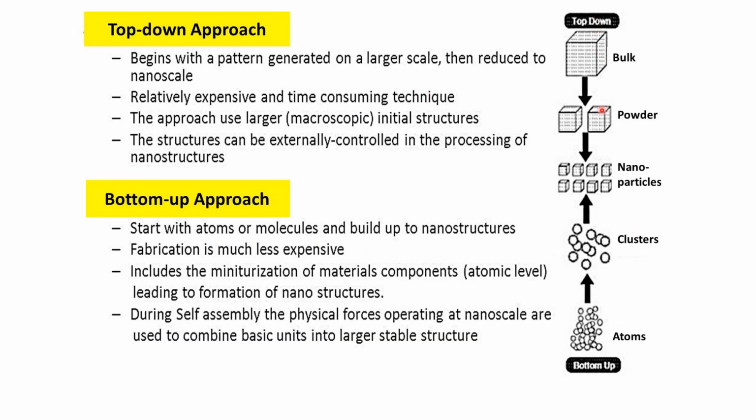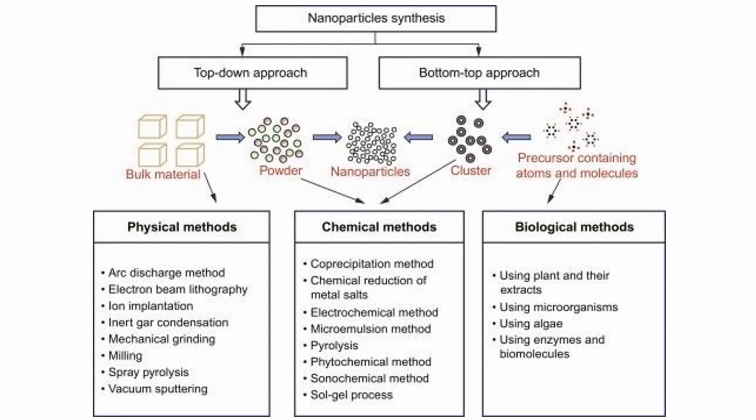And here in this image we can see we have started the top down, meaning we start from the bulk or the bigger particles, and if we make smaller and smaller particles, finally we get some nanoparticles. Whereas in bottom up approach, we start from the atoms or molecules and then we make the clusters and finally we get the nanoparticles or nanostructures. So this is the top down and bottom up techniques.